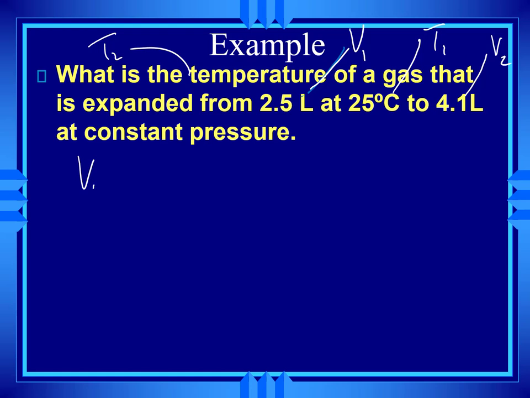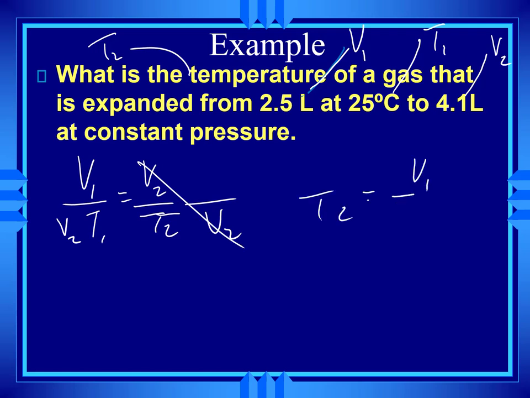Okay. V1 over T1 equals V2 over T2. And here's where people make the mistake. I'm going to make the mistake lots of people do. Divide both sides by V2, and you get T2 equals V1 over V2 times T1. Is that math right? Nah, because it's not T2, it's 1 over T2. So I don't want 1 over T2.